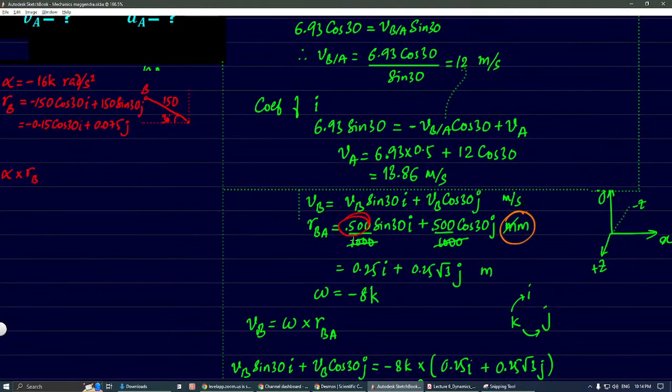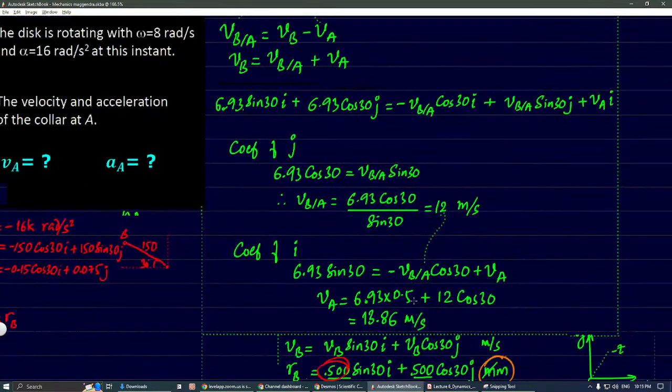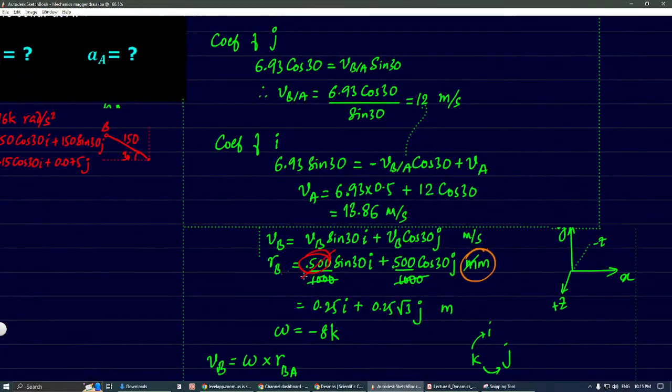Understood? Because I took RBA, it is not supposed to be A, because the name of this fixed center point is not given any name. So by mistake I took AB. AB should not be taken. We should take this length, that length is 150. So the blunder is this should be 150, and this also should be 150.